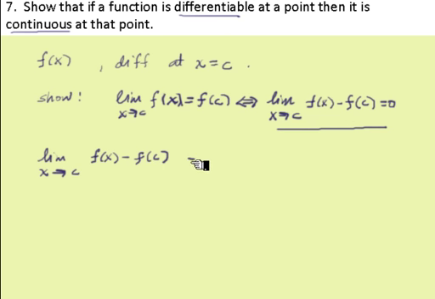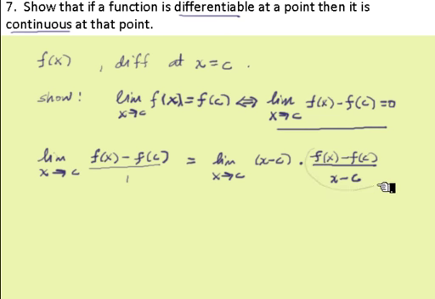And let's just multiply this expression. Let's say if we put this over 1, we'll multiply top and bottom by x minus c. So this is equal to the limit as x goes to c of x minus c times f of x minus f of c over x minus c. All right, now here we see this is the definition of the alternate derivative, and we know that this exists, so we know that this goes to f prime of c. That's because of the first part, that the function is differentiable.